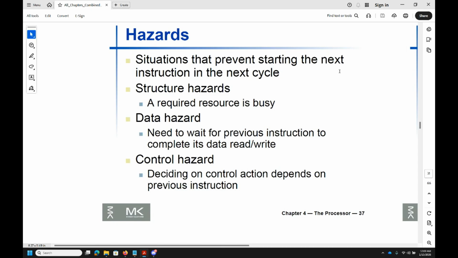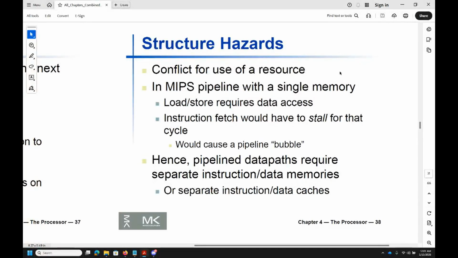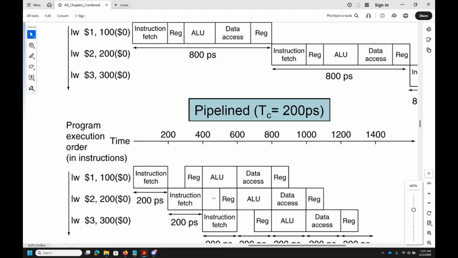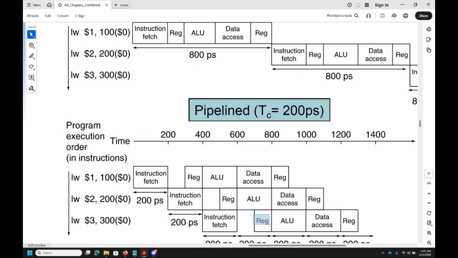So again, now you have a whole set of problems with pipelining, which is hazards. These are situations that prevent starting the next instruction in the next cycle. There are three types of hazards. One is structural hazard, one is data hazard, and the third one is control hazard. The structural hazard is the simplest one to understand. Let's say that you are over here. Now you have this register read over here, and you have this register read over here, right?